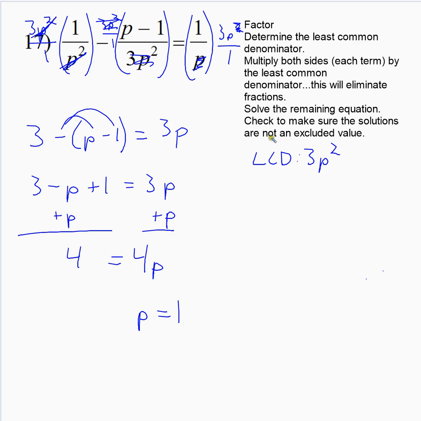We should go back and check to make sure our solutions are not the excluded values. Remember, excluded values are values that make the denominator equal to 0. Putting a 1 in there will not make the denominator equal to 0. So our answer is p equals 1.